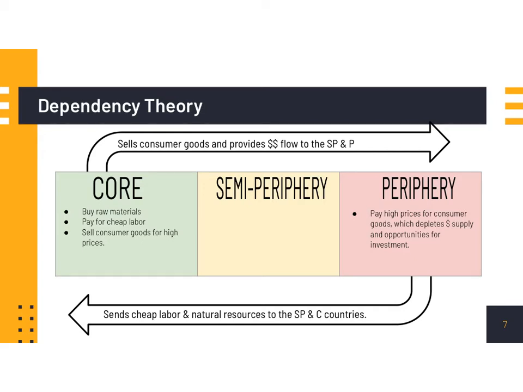So a lot of goods that are designed in the United States, they're not always made in the United States, but they're designed in the United States. We turn around and we sell them in the periphery for a lot of money. And so that's why in other countries, American goods are really sought after, or at least goods that were designed in America, they're now made everywhere else, right? But goods that were designed in America are really highly sought after. The periphery will pay those high prices for consumer goods as much as they can. And then that will deplete the supply and opportunities for investment.